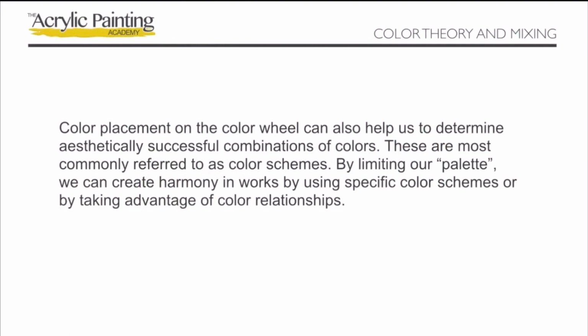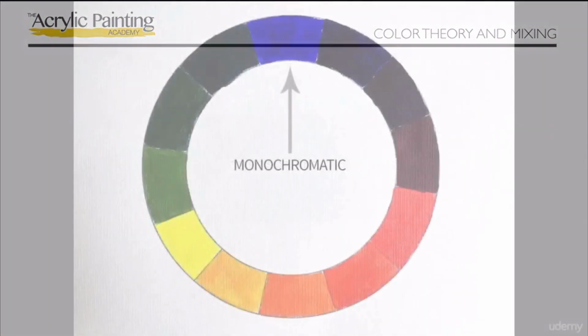Color placement on the color wheel can also help us to determine aesthetically successful combinations of colors. These are most commonly referred to as color schemes. By limiting our palette, we can create harmony in works by using specific color schemes or by taking advantage of color relationships. Let's take a look at a few of these now.